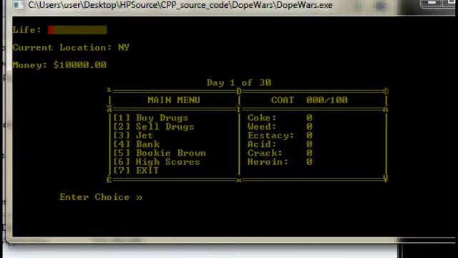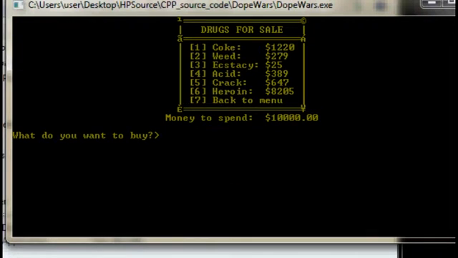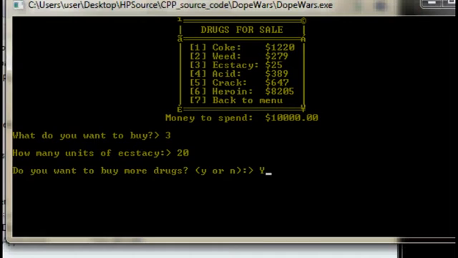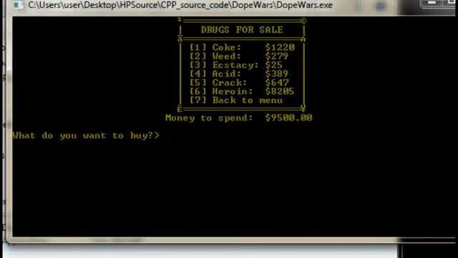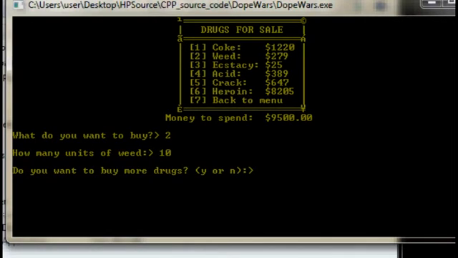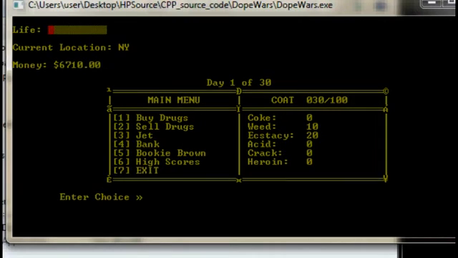Okay, we'll try to buy some drugs here. Ecstasy's cheap, but I'm not sure how well it's going to sell. We'll buy a bit of ecstasy anyway. Just 20 units. Yes. Buy some more drugs. No. Okay, well, I've got 10 units of weed and 20 units of ecstasy.